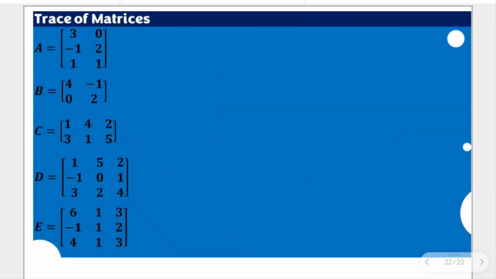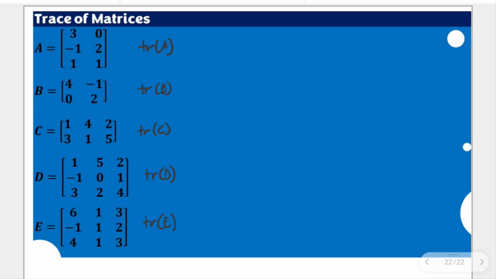Here we are going to compute the trace of the given 5 matrices. The trace of a matrix is denoted in this manner: the trace of A, the trace of B, the trace of C, the trace of matrix D, and the trace of matrix E. The trace is equal to the sum of all the entries in your diagonal.